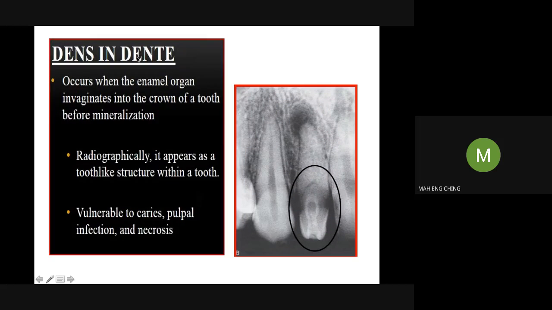Dens invaginatus means a tooth within a tooth. There's a small tooth inside the pulp of the other tooth. This one is usually prone to infection because the pulp is more prone to exposure. If it is exposed, it causes what we call an infection. You can see the infection that happens, then it affects the permanent adult teeth, which will cause a PA lesion in the end.